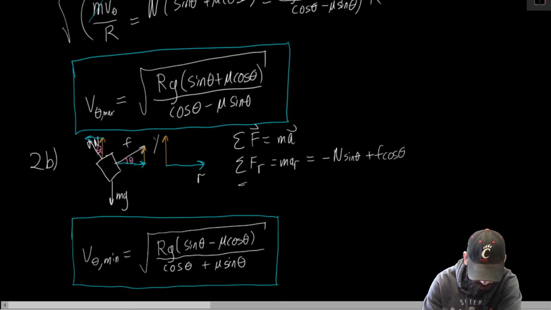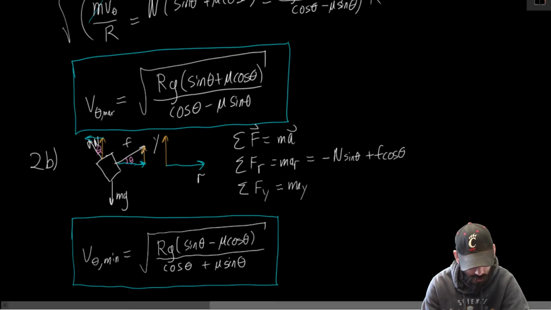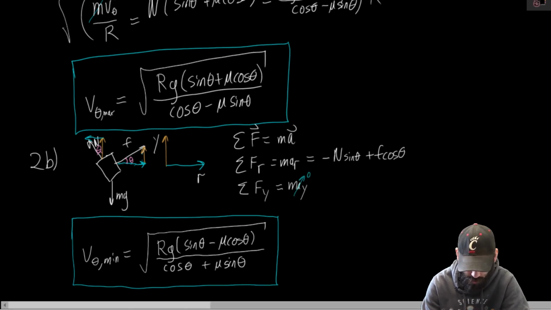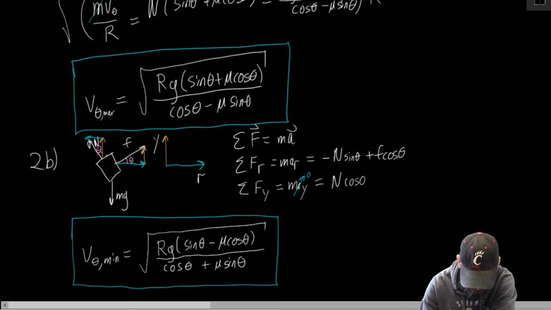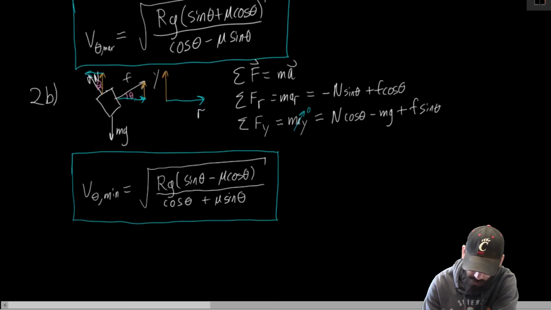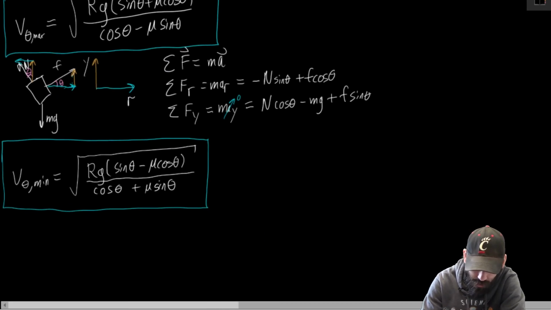And the sum of forces in the y direction is going to be equal to MAY, which we know is 0. So this is 0, and then this is going to be equal to n times cosine of theta minus mg plus f times sine of theta. Okay, and so here what we're seeing again, I mean we can go through the entire calculation. Actually, it doesn't take too long. So this f right here is going to be mu times n. This n is also going to be mu times n.